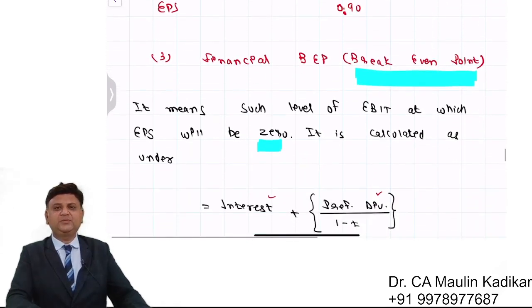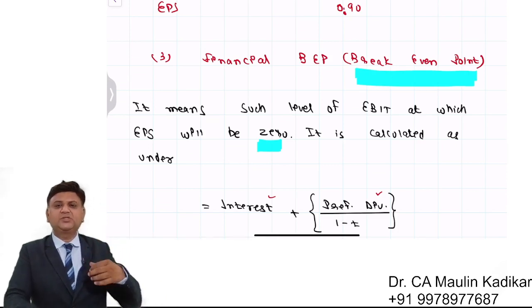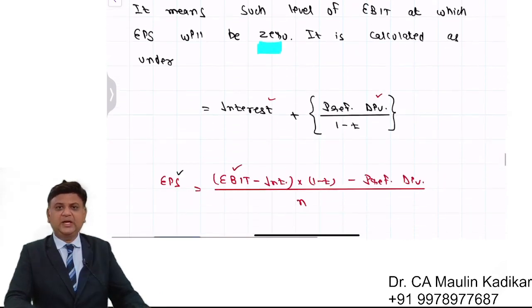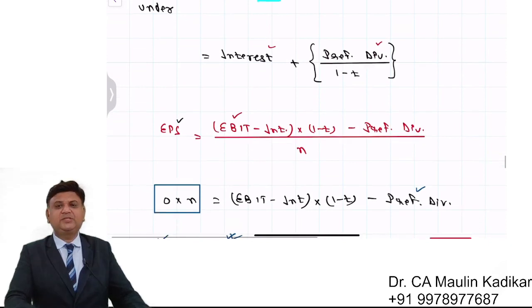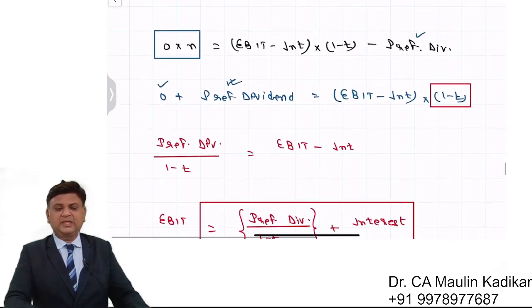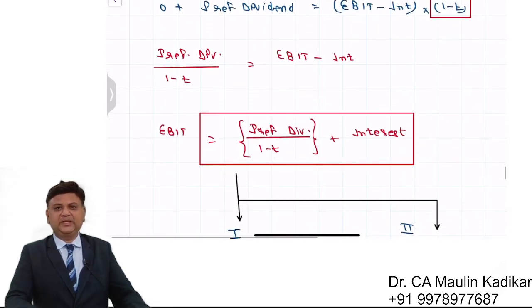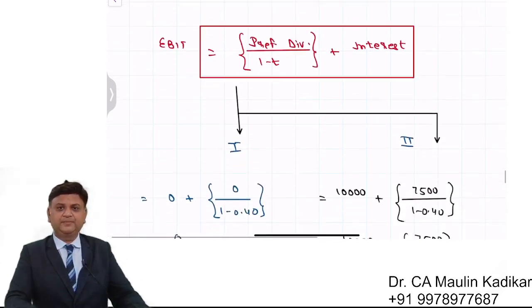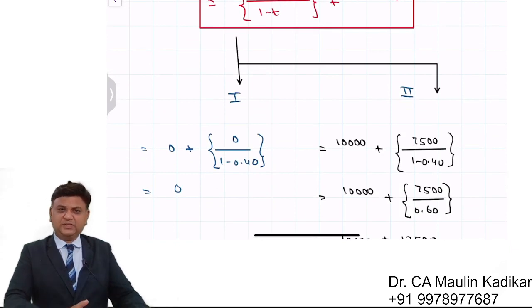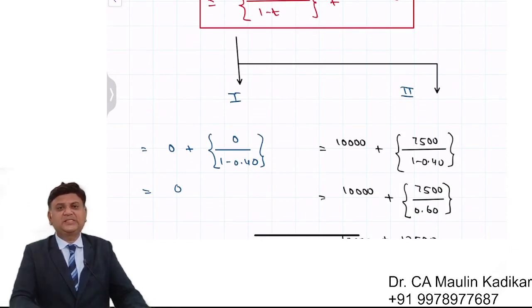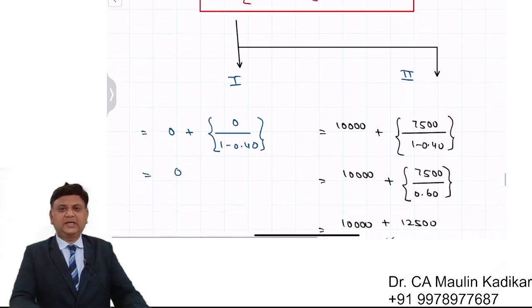Third question is financial break-even point. Break-even point is always to be understood as a situation of no profit, no loss. So we are calculating again the level of the EBIT at which EPS is 0. For that, we have a formula: interest plus preference dividend divided by 1 minus T. It is computed for the first and second financial plan. Dear students, the first financial plan is unlevered, second one is levered. So accordingly, we make the calculation of the answer.